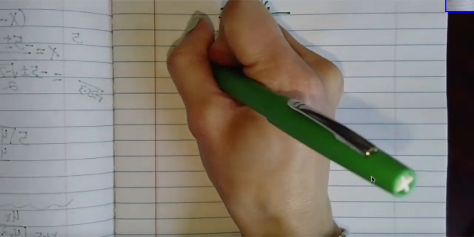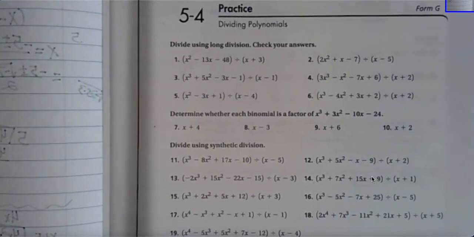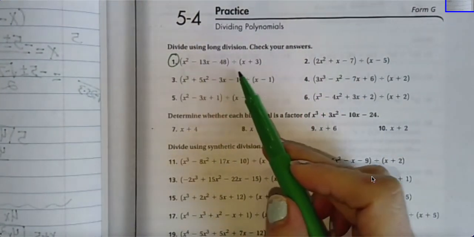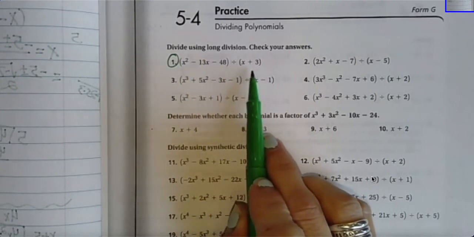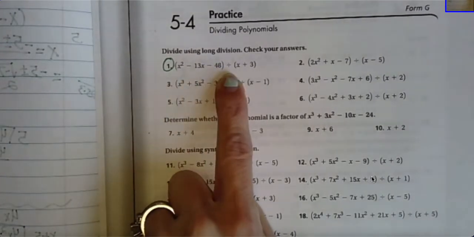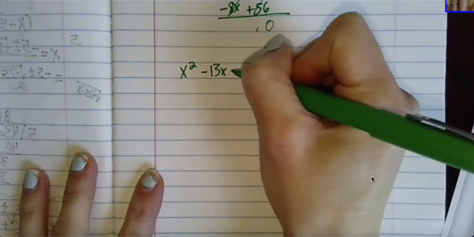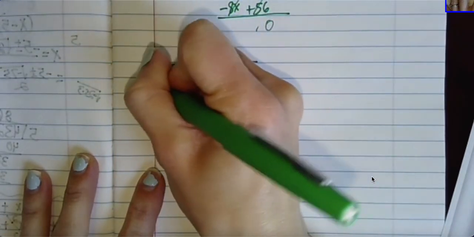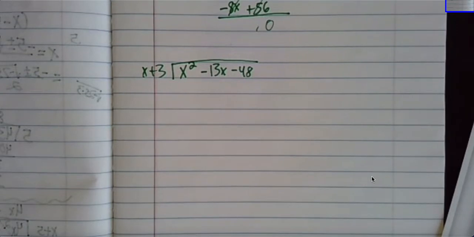They have x squared. This is the way it's written. Y'all are going to do number 1. This is the way they write it: this trinomial divided by this. They write it backwards; they're just telling you take this and divide it by this. So I write x squared minus 13x minus 48, and they want us to divide it by x plus 3. So that's how we write it to do the problem.